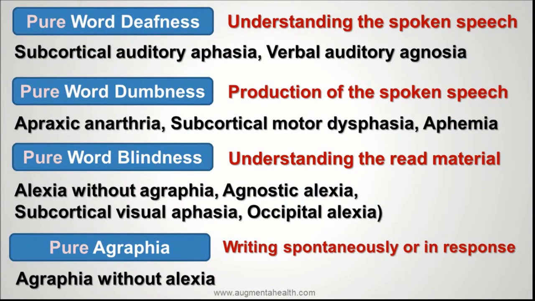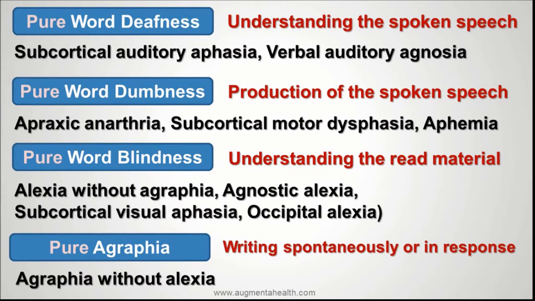There are four important pure illnesses or lesions. For example, pure word deafness, pure word dumbness, pure word blindness and pure agraphia. Pure word deafness is nothing but a problem in understanding the spoken speech. It is also called by various other names as shown on this slide.